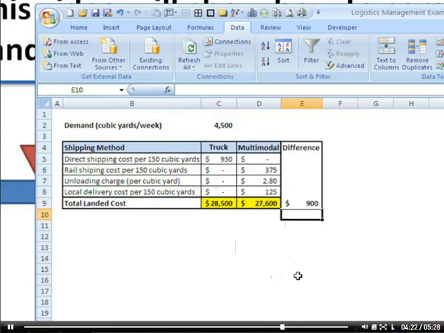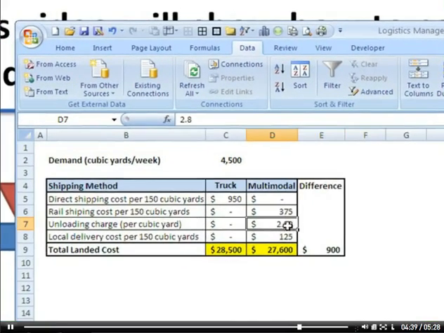Now let's suppose that we wanted to see what the break-even point would be between shipping with these two methods. And let's say that we were at risk of having an increase to the unloading charge. So we can evaluate at what point would it cost the same to ship via truck versus a multimodal solution? At what point of cost for the unloading charge?